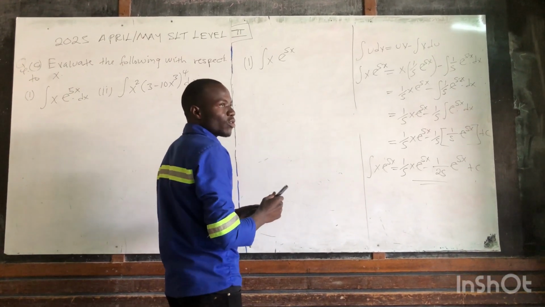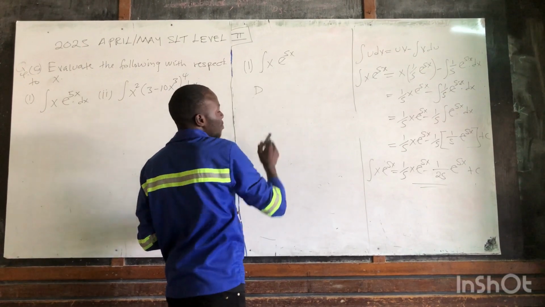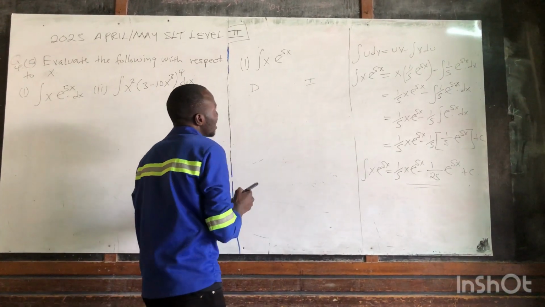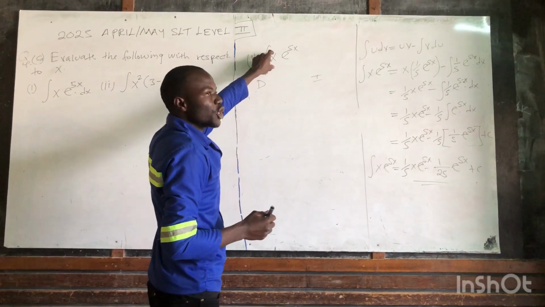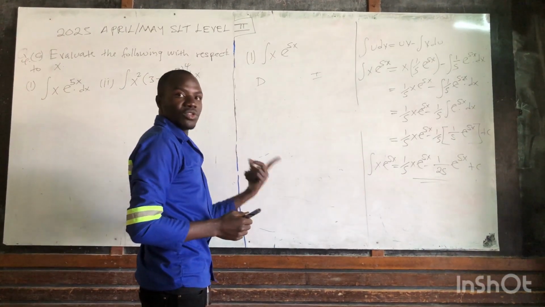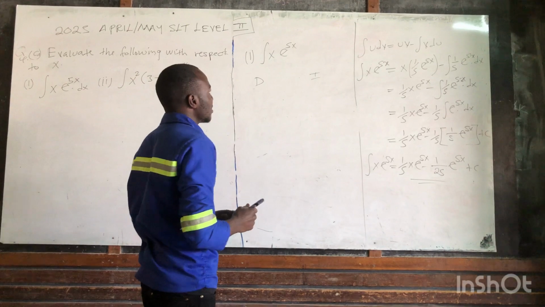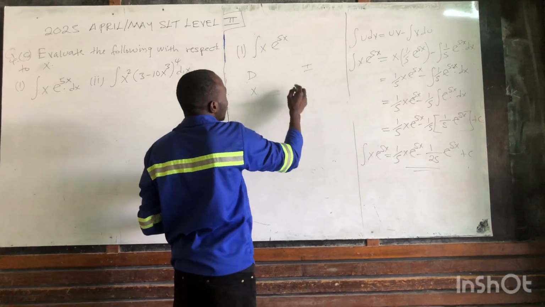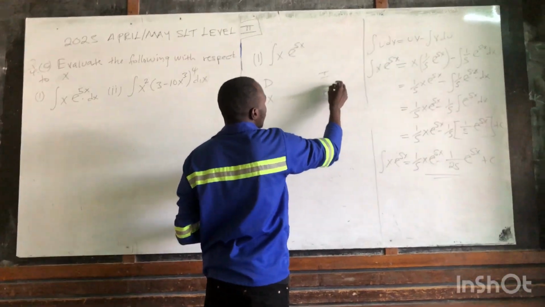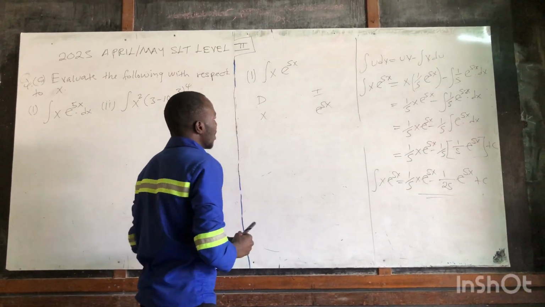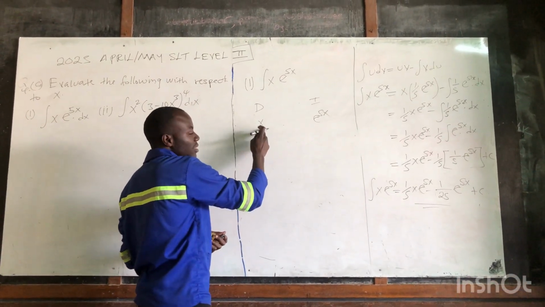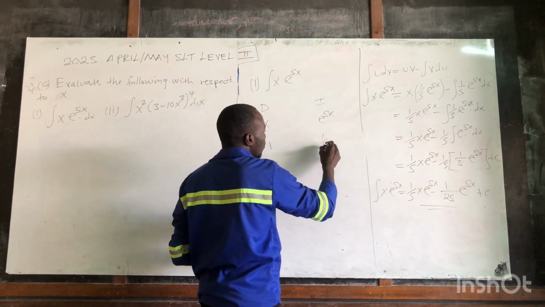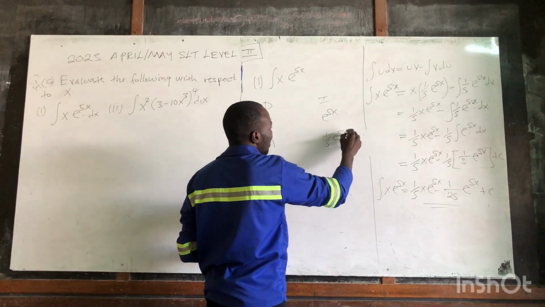So here you get two functions. One function will be differentiated, the other function will be integrated. In this case, you always differentiate the function which gives you 0 after successive differentiation. The function which we have here is x. The function which we have there is exponential 5x. So now we are going to differentiate this. Differentiating this one will give 1. Integrating that one will give 1 over 5 exponential 5x.